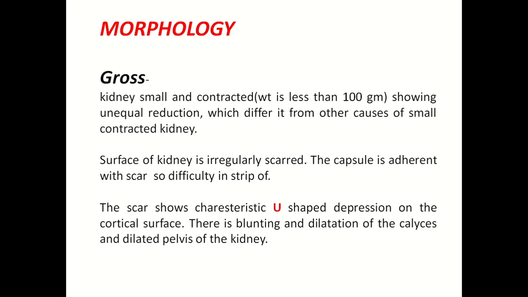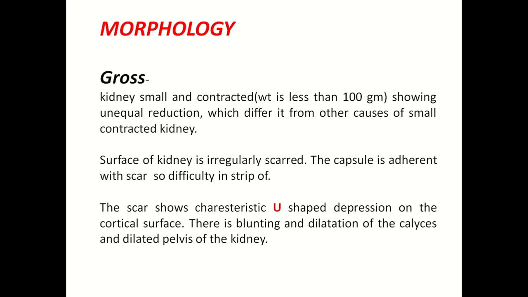If we talk about the morphology of chronic pyelonephritis, grossly, it is a small contracted kidney, meaning less than 12 by 6 by 3 centimeters in size. The weight of the kidney in males is less than 150 grams, and in females it is less than 135 or 125 grams, right? So the kidney is small and contracted, less than 100 grams, showing unequal reduction. It is the most important feature which helps to differentiate it from other causes of small contracted kidney: that unequal reduction, right?